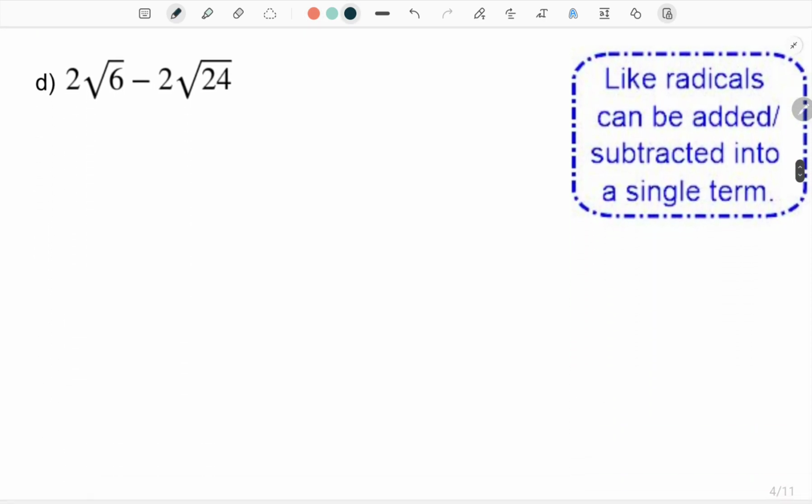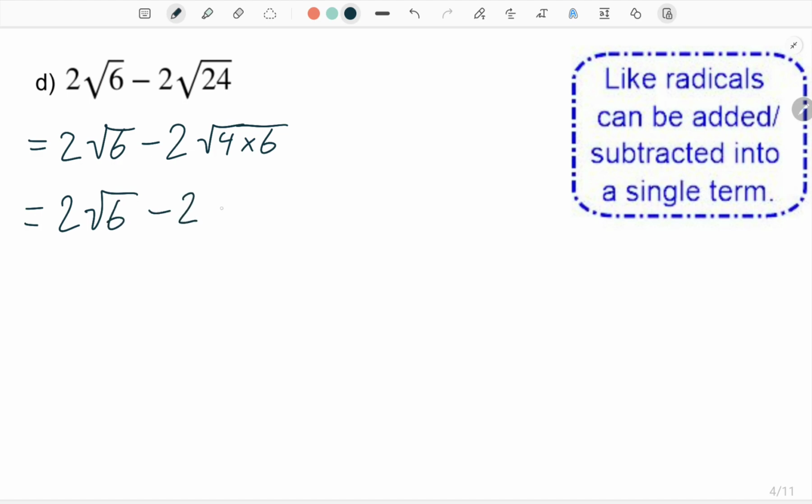So 2 root 6 minus 2 root 24. This is a situation where you have different radicals. You cannot combine them. If you can't combine them, you might think we've got nothing to do. But maybe we can simplify these individual radicals. Can root 6 be broken down any further? No, there's no perfect square that divides into it. But root 24, well, take a look at this. Root 24 is just root 4 times 6.